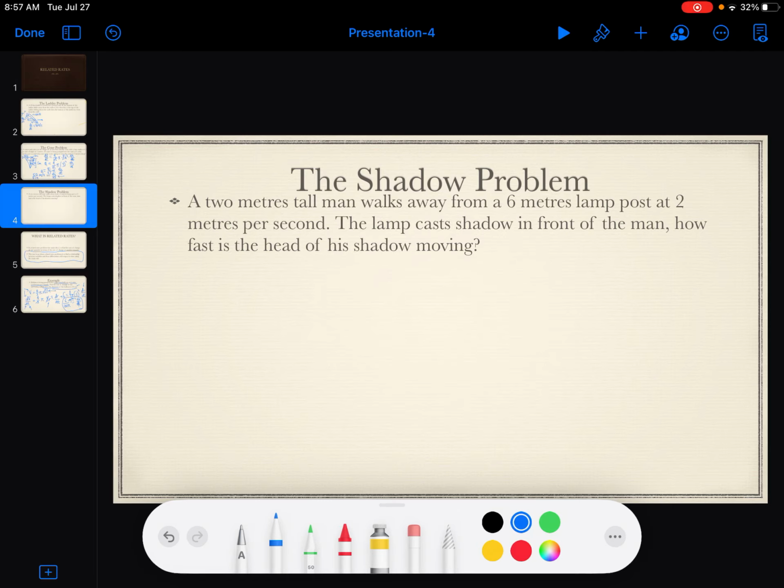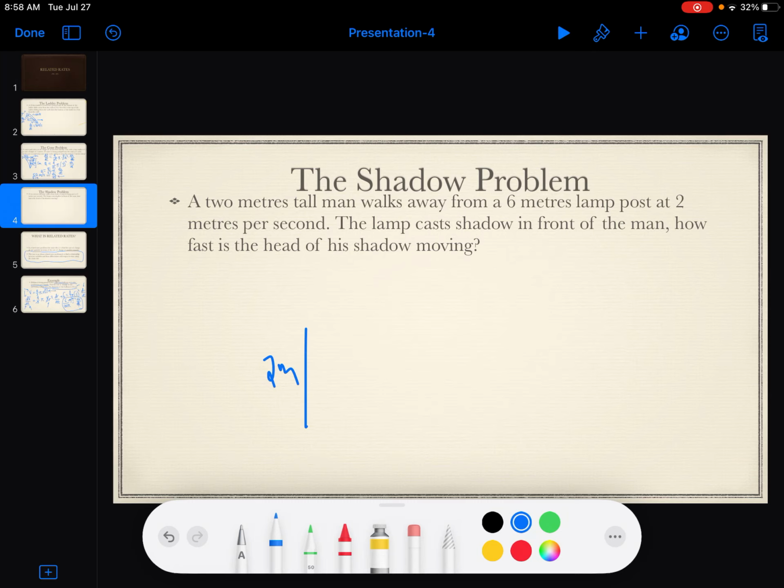So, like all other related rates problems, it's very, very good to draw the situation, and especially for this one. I can't emphasize that enough. Otherwise, you won't be able to figure this problem out. So, I'm going to draw the man. He's fairly tall. He's 2 meters tall. And there he is, represented by the line.